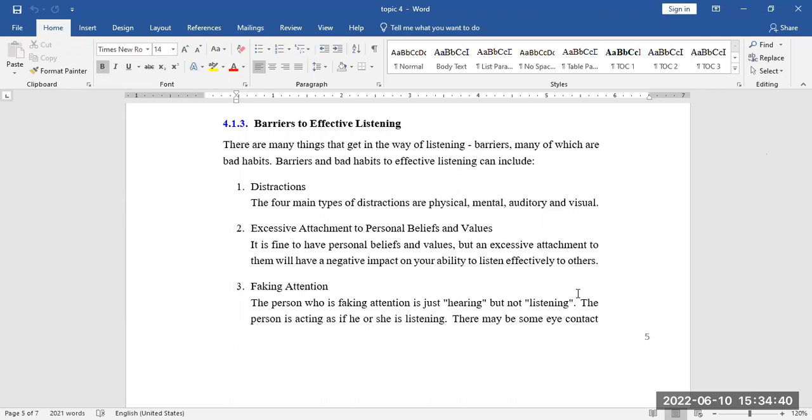Visual. Those who have problems with their eyes, you can't see clearly. Then we also have another barrier to effective listening.